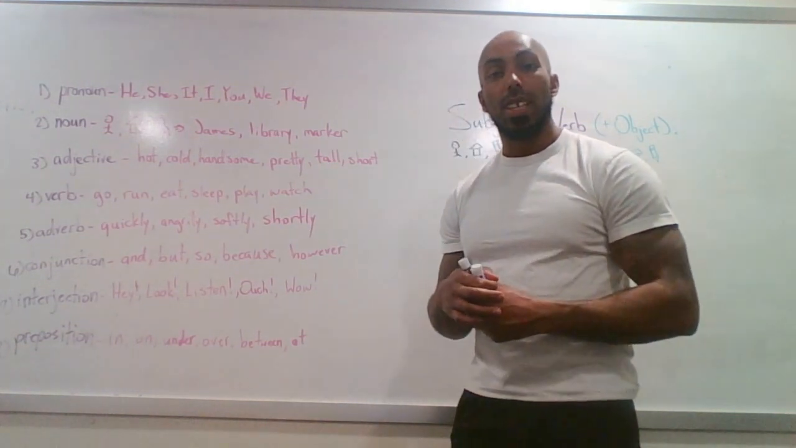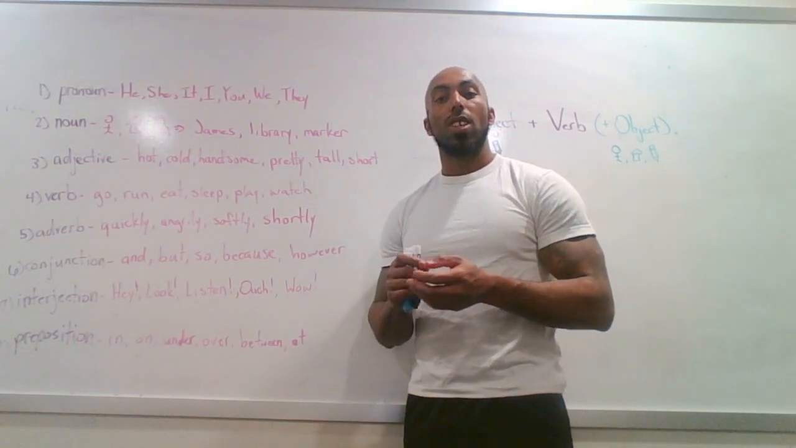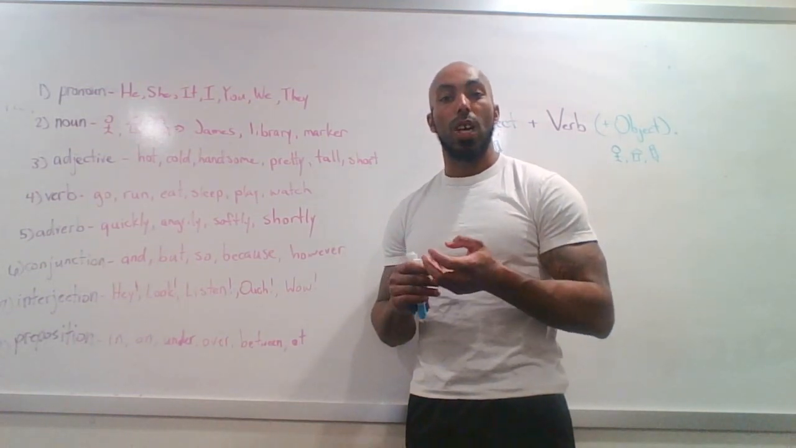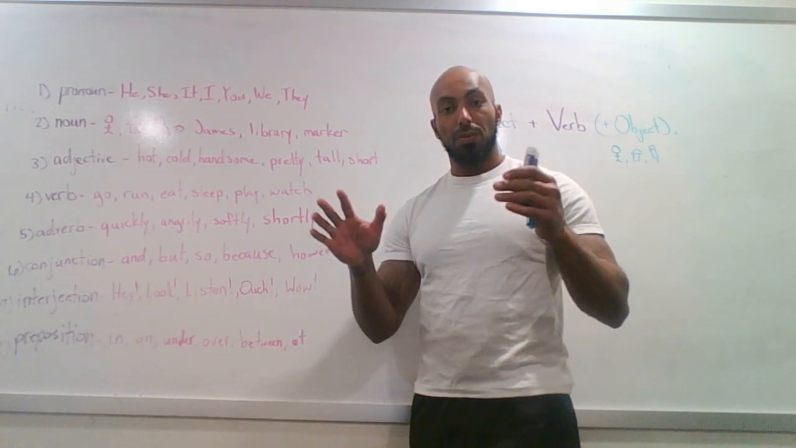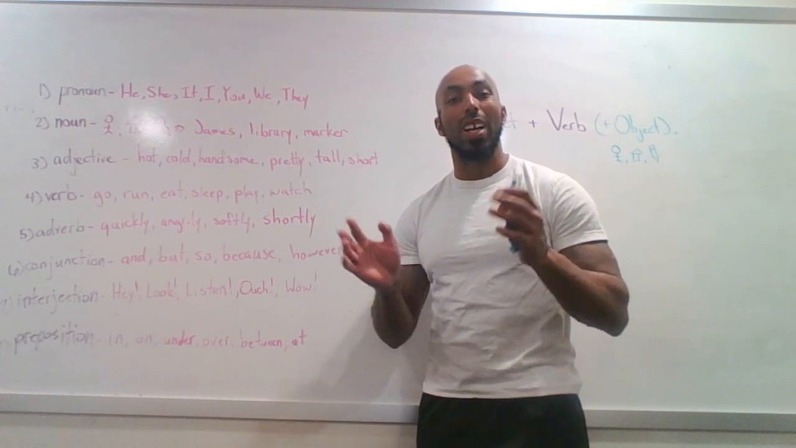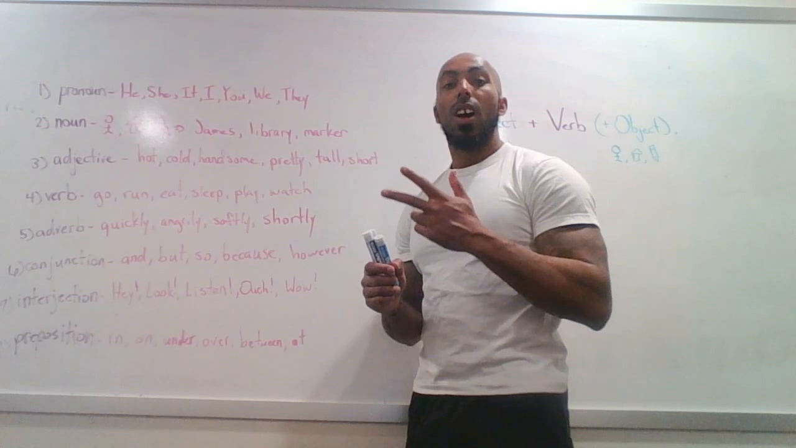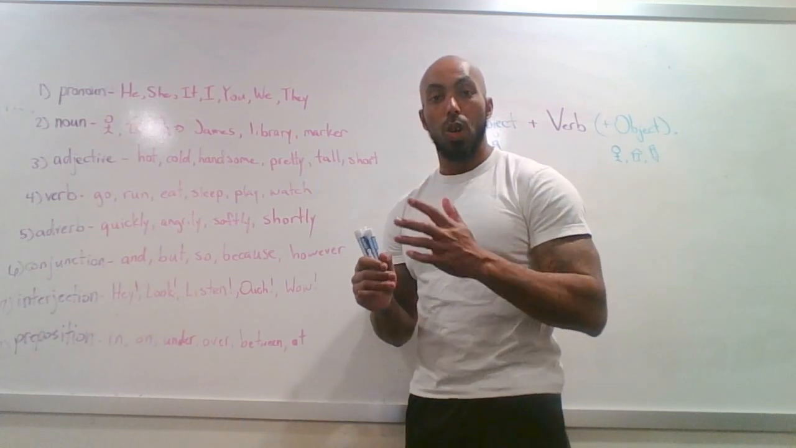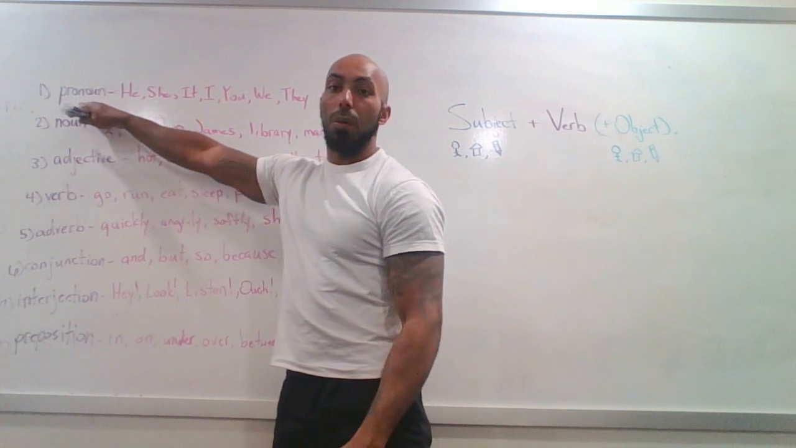Okay, so first, let's talk about parts of speech. Parts of speech are just the different kinds of words we have in English. In English, every word has a category, or a type, a kind, and we have 8 basic kinds of words in English. Number 1, we're going to be looking at pronouns.